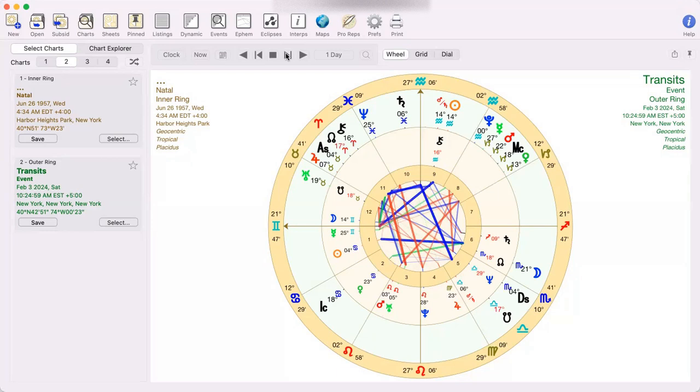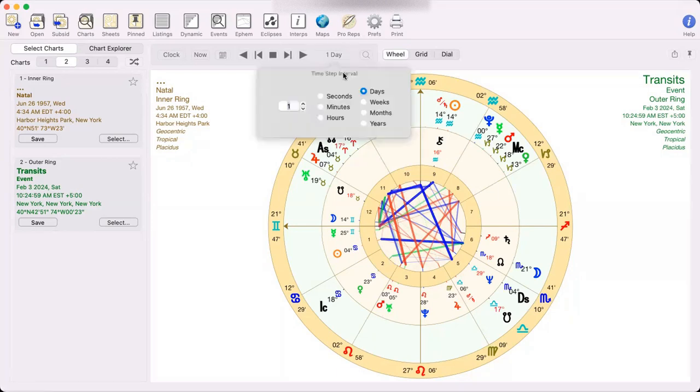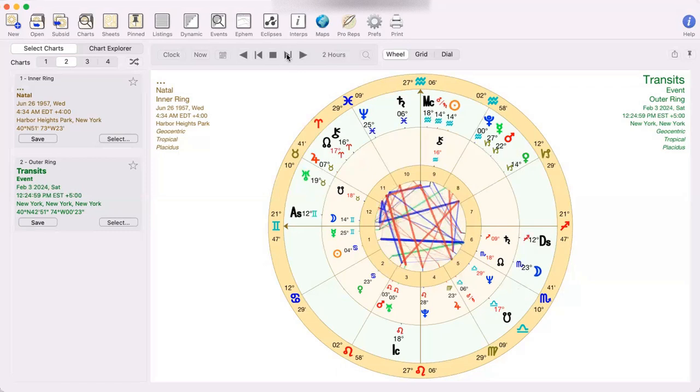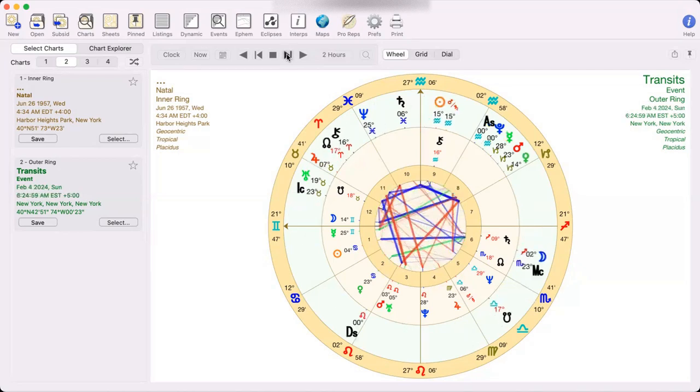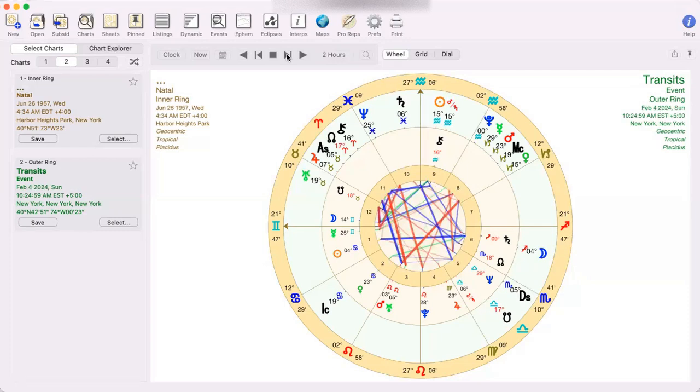So next I'm gonna slow it down and change it to hours. We want to move by hours, basically. So I put 2 hour intervals. So 21, now it's at 23, 24, 25, 26, right? 27, 28, 29. Okay, now it's entering into Sagittarius. So now we've got it at 4 degrees in Sagittarius.